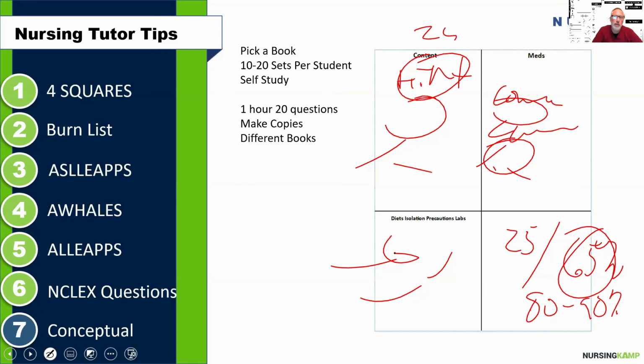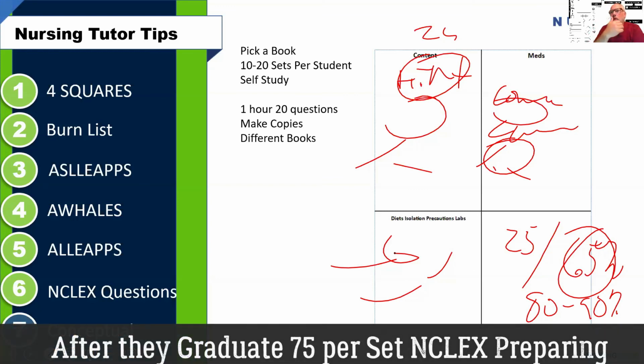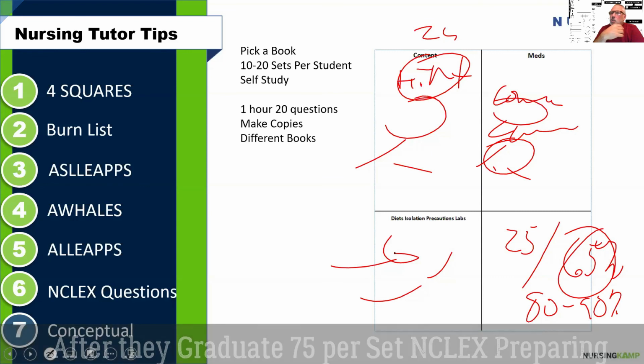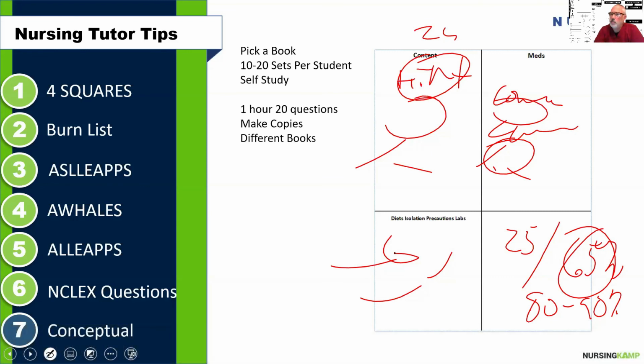Is one better than the other? Not necessarily, especially in school. School tends to be content and on a little level of application. So what you want to do is, like, if you're studying for your NCLEX, this is how I set up my students for NCLEX, is do 25 sets and then do passing level questions. All right. So what about when you get together as a group?